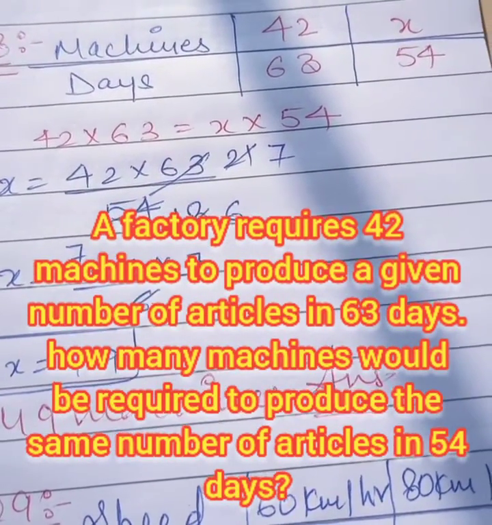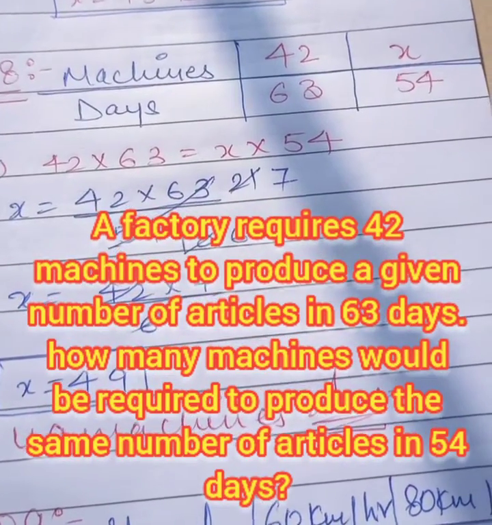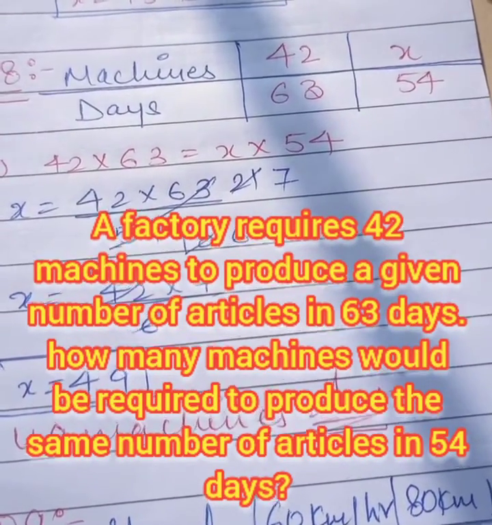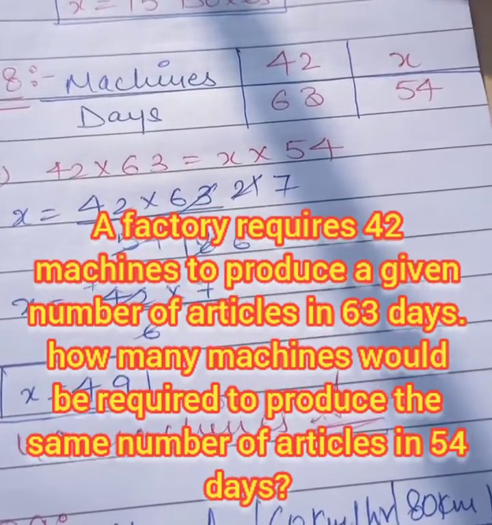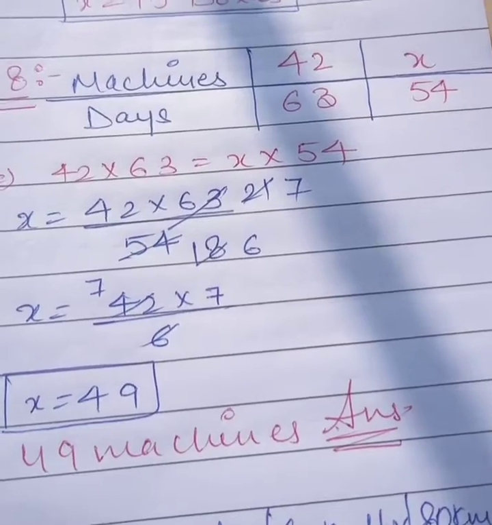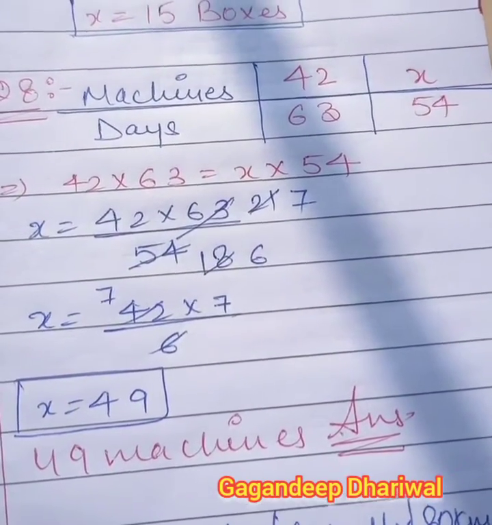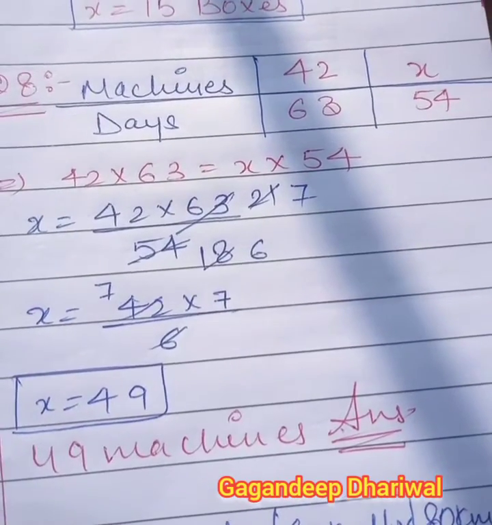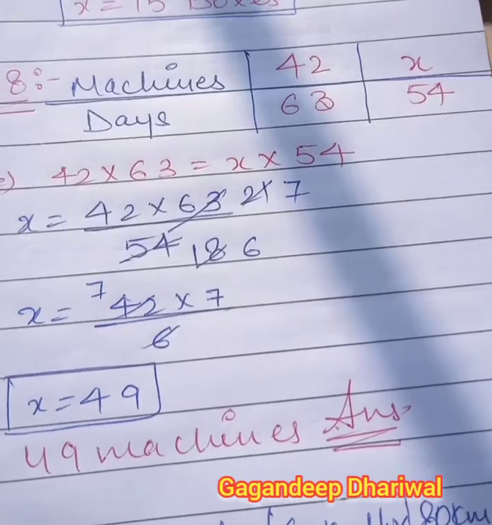As this is an indirect proportion, if we increase the number of machines, then the number of days in which the factory has to complete making the articles will decrease. And if the number of machines decreases, then the number of days increases to produce the same number of articles.